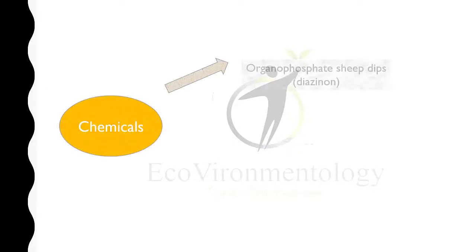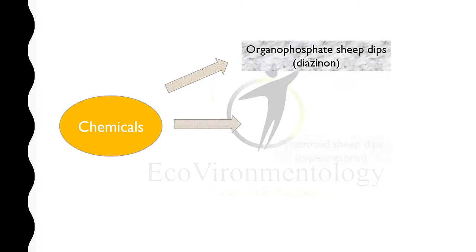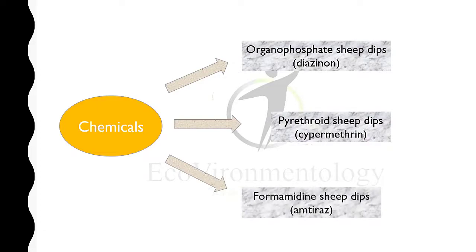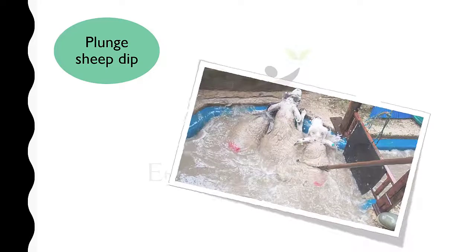Main chemicals that are used in sheep dipping are organophosphate sheep dips, diazinon, pyrethroid sheep dips, cypermethrin, formamidine sheep dips, amitraz. Different types of sheep dipping are plunge sheep dip, mobile sheep dip, and showers and jetters.